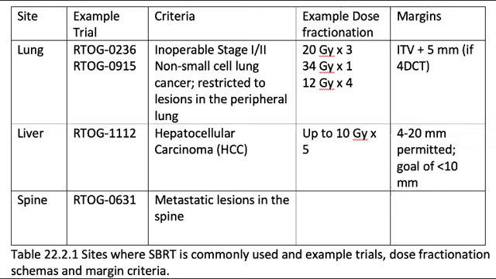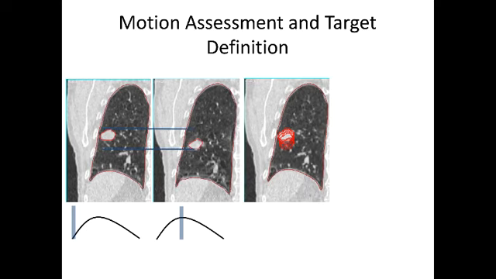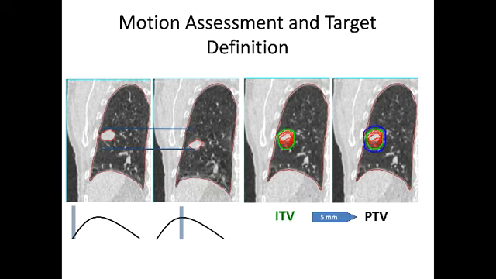Now let's go back to this table and look at margins. Looking at the lung case, you'll see the protocols are advocating for an ITV with a 5 millimeter expansion beyond the ITV if the 4D CT is used. So as you'll recall from our discussion about motion management and assessment, you can measure the motion of a tumor with 4D CT. You go through the different phases of the breathing cycle and you make an ITV, and then that's expanded into a PTV, and that's what they're calling for in these protocols.